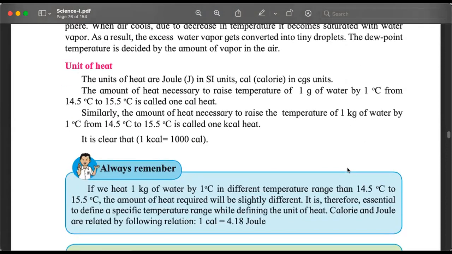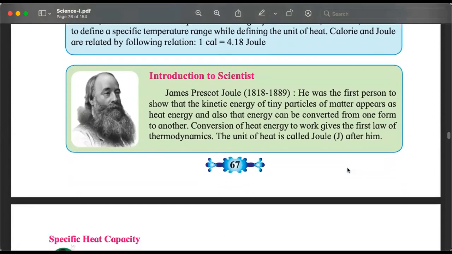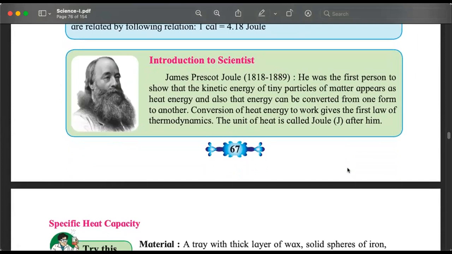We will understand what this unit of heat is, what a joule is, what a calorie is, and how they are related to each other. He is this person, beta. I think this is the first time we are seeing the photo of this scientist, James Prescott Joule. So the unit of energy is dedicated to the scientist.